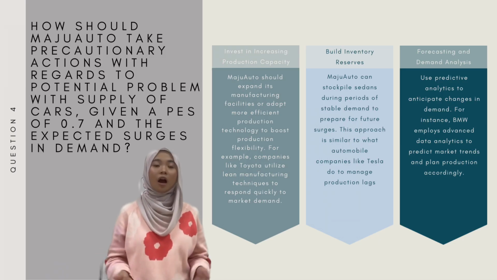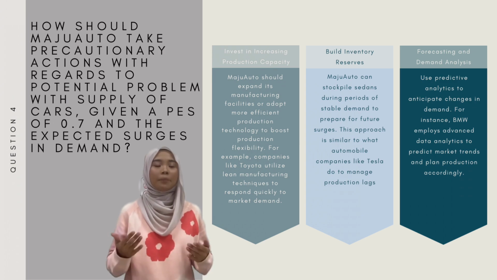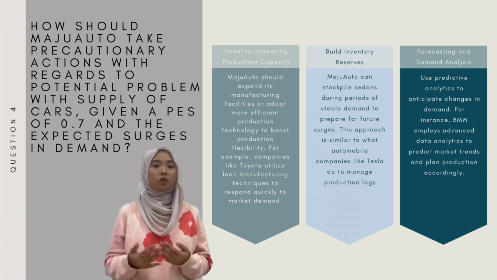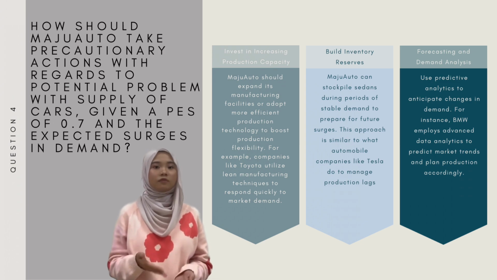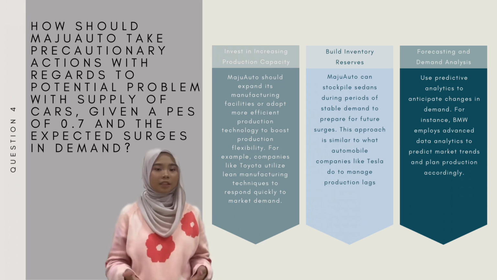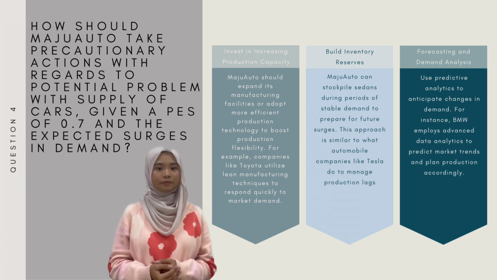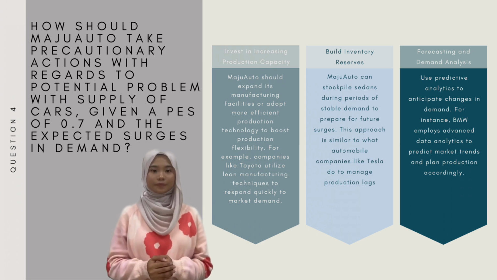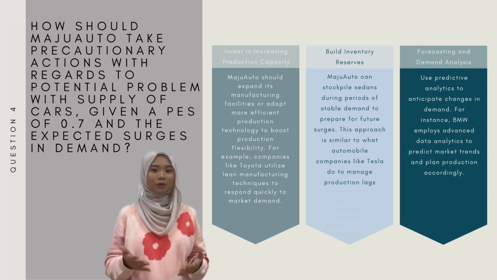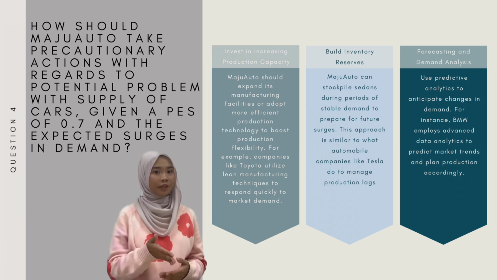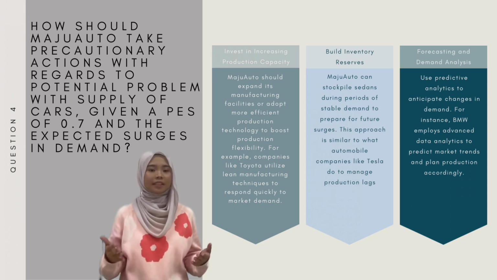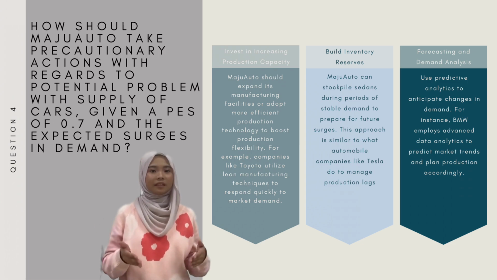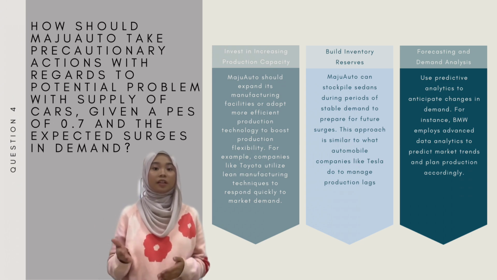For question B, how should Maju Auto take precautionary actions with regards to potential problems with supply of cars, given a PES of 0.7 and the expected surges in demand? Maju Auto has a PES of 0.7, meaning its supply is inelastic. With an expected rise in demand, the company must take steps to ensure enough cars are available.